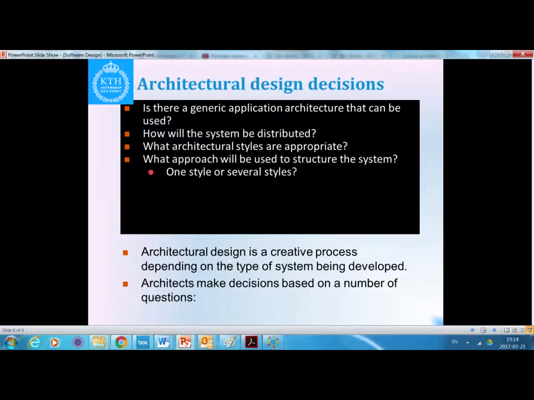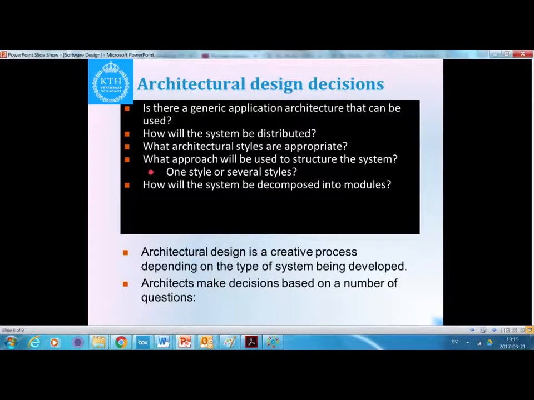Or you may use several styles for one and the same system, where you have one style for the whole system, and then each subsystem may follow different architectural styles. You will have to find out what is best just for your system.